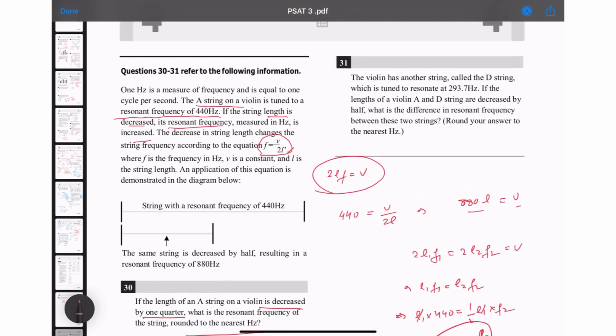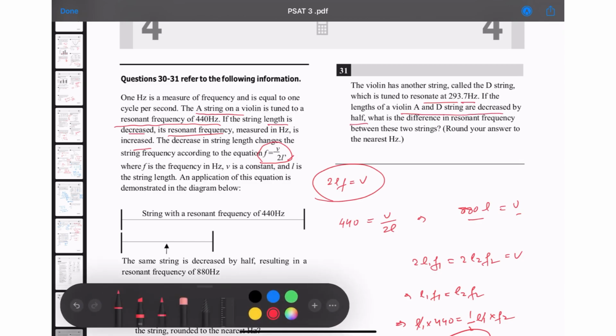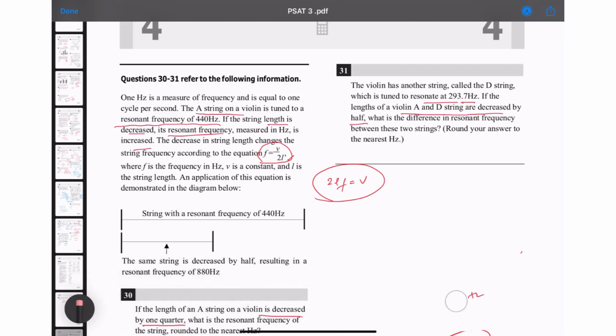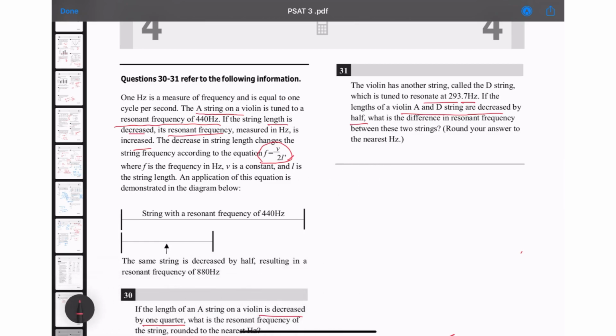So next question is question number 31. Based on the same information, the violin has another string D, which is tuned to resonance frequency 293.7 hertz. If the lengths of the violin strings A and D are both decreased by half, what is the difference in the resonance frequency between the two strings? Now what is the difference when both are decreased by half?